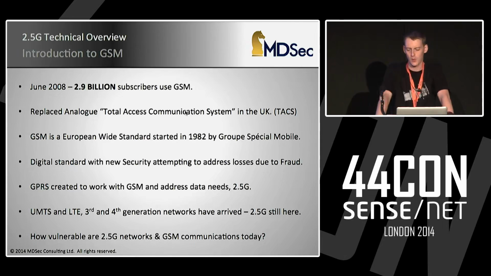GPRS was created to work within the GSM standards and address the data needs for the always-on connectivity, which had a high price of constantly dialing up over the existing GSM standard. And that's how you got the 2.5G environment. UMTS and LTE are third and fourth generation networks, which are now widely on the air. And we still have 2.5G within those environments for legacy purposes and as fallbacks. So I wondered how vulnerable 2.5G networks and GSM communications are today.